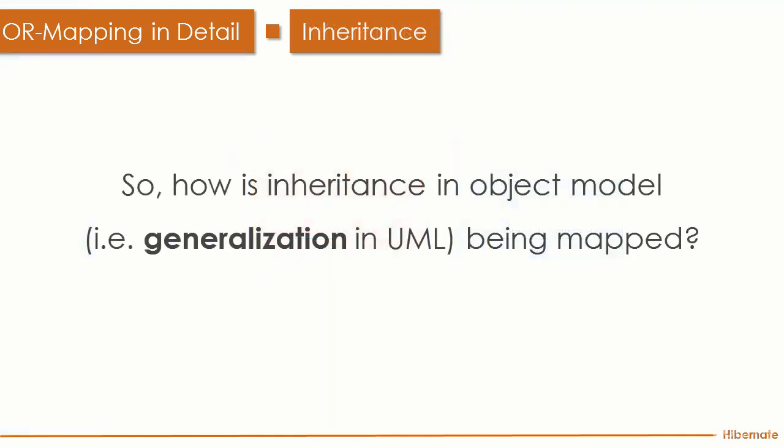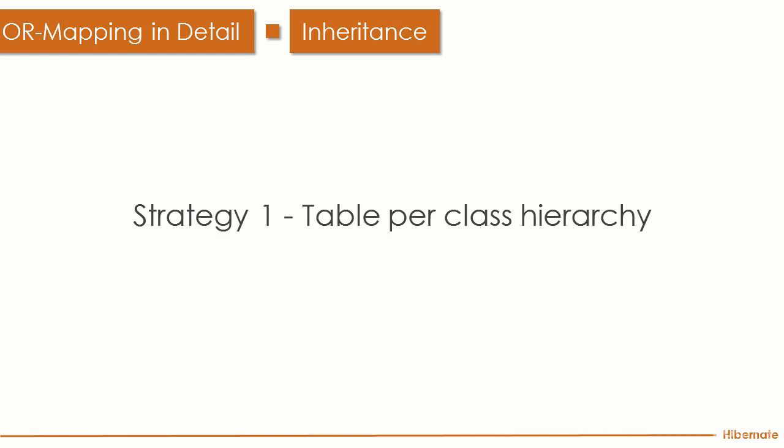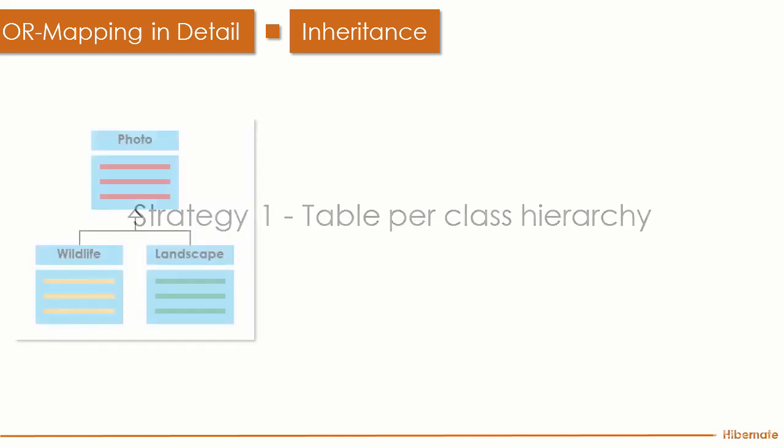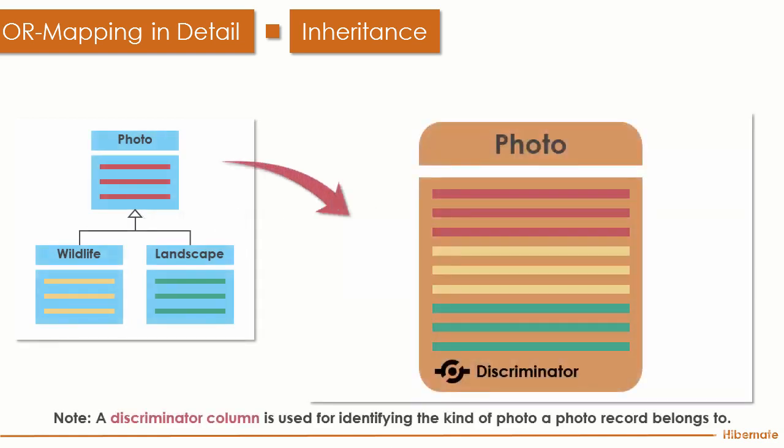Let's move on to a more advanced topic we talked about before: how to handle the inheritance, the generalization in the ERD. We have different strategies. First, you can use one table to store all the attributes in the hierarchy. In this example, we have a photo class as a superclass, and we have some attributes, a color in red, and the wildlife and the landscape. You have different types of attributes.